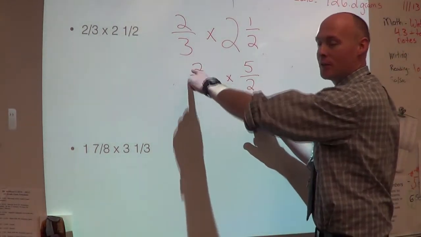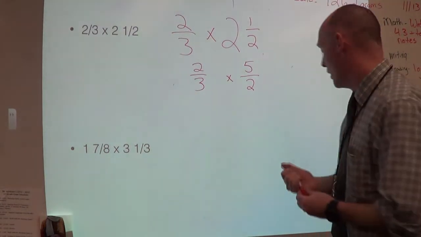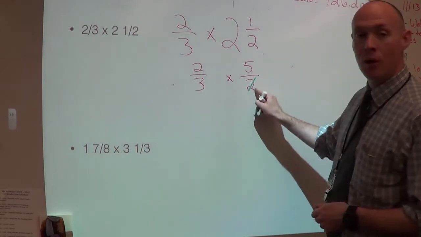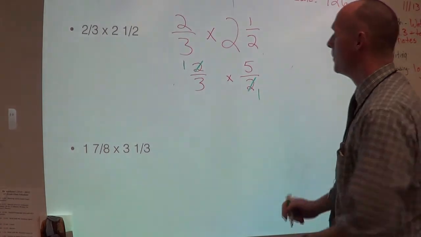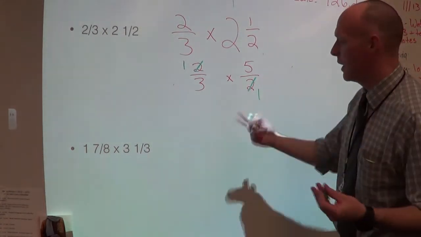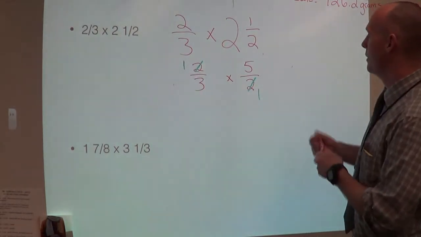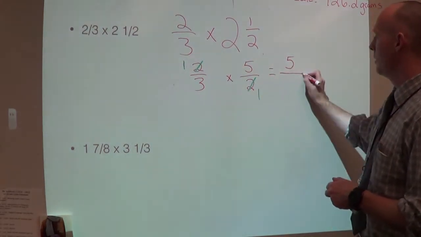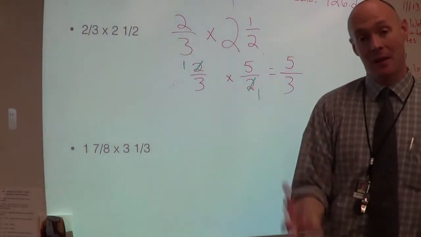I look at my numerators and denominators. Ooh, 2 and 2. What's the greatest common factor? 2. So what I'm going to do, cross off that 2. 2 goes into 2 one time. 2 goes into 2 one time. 3 and 5, no greatest common factor between the two. So now let's just multiply across. 1 times 5 is 5. 3 times 1 is 3. Okay, so we're left with 5/3, improper.